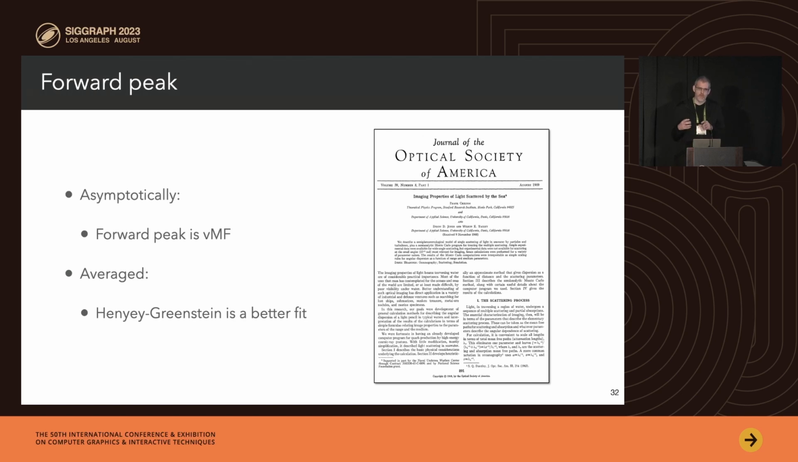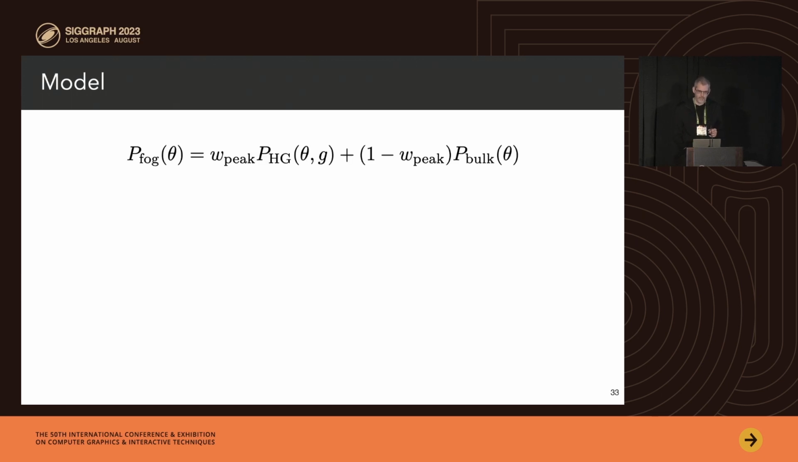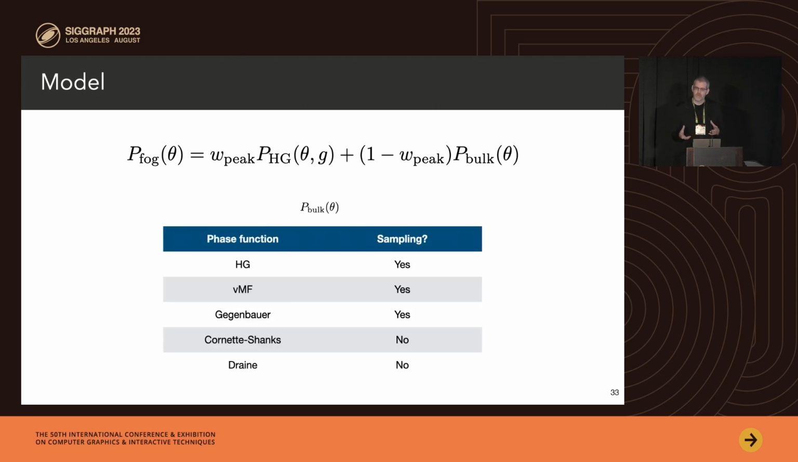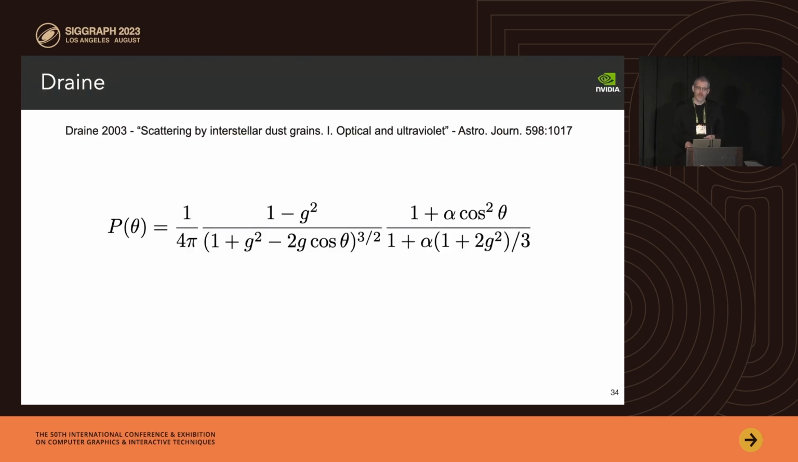It's well known that for a single diameter and wavelength, the forward diffraction peak is asymptotically von Mises-Fisher, so it's an exponential function. But we found after we averaged over droplet size, Henyey-Greenstein was a better fit for that. And so we proposed to just blend a Henyey-Greenstein lobe for the forward peak with some other analytic function for everything else. And we looked at 5 known phase functions that are analytic to evaluate. And we found that this one from Draine in 2003 for scattering from interstellar dust by far did the best.